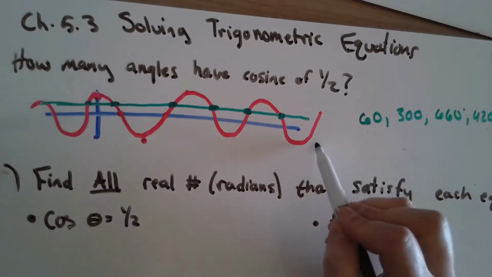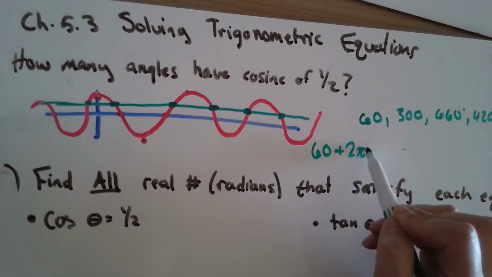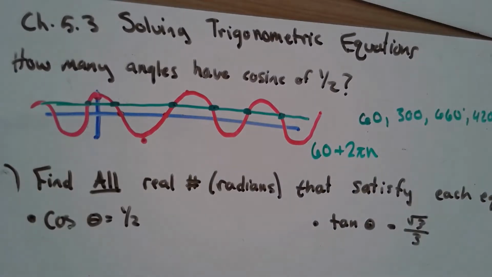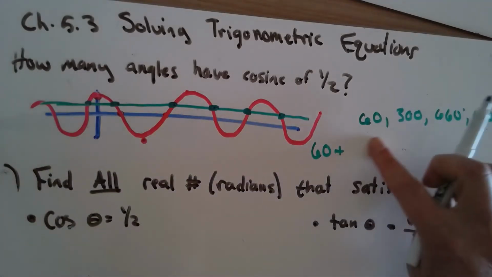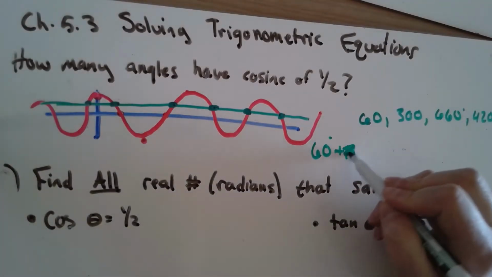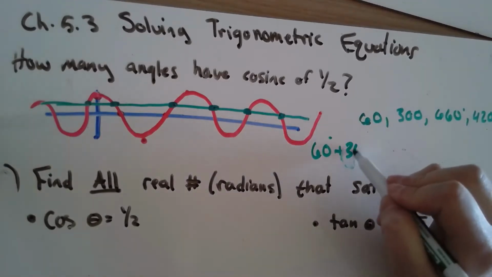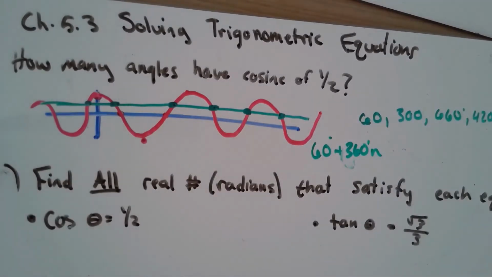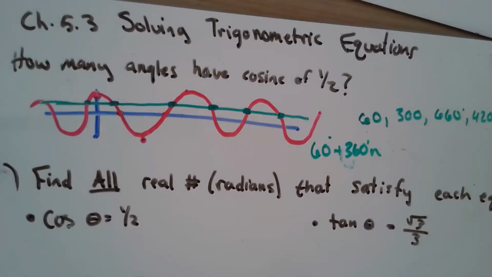So I could have said this is 60 plus 2 pi n, n being any integer, and 2 pi because it takes that to go all the way around. Since I'm dealing with degrees, instead of 2 pi I do 360 degrees n. So what we're going to do in this section, and a lot of this chapter, if it says solving, it's either going to give us a very specific area to solve, or we're going to have to solve for all of them.